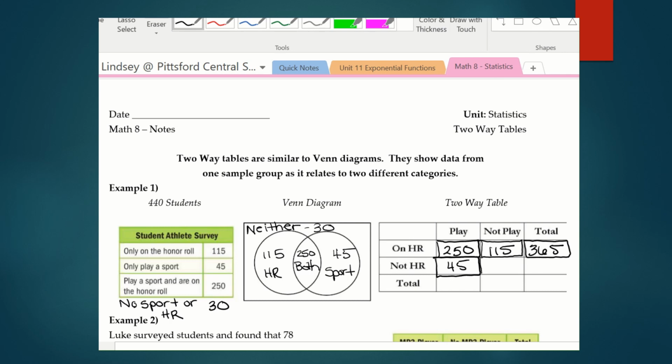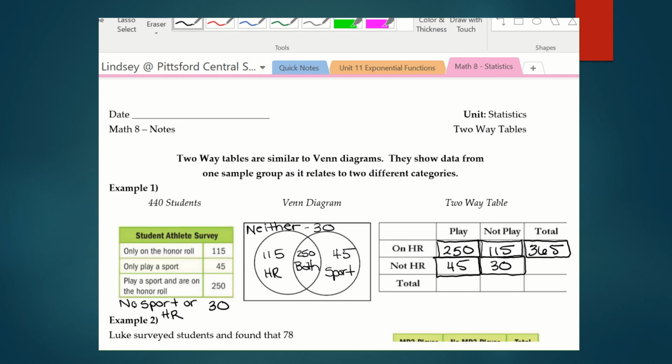The next box over to the right is for students that are not on the honor roll and do not play a sport. So they don't do either one. Well, we have 30 kids that fall under that category. Remember, no sport or honor roll.